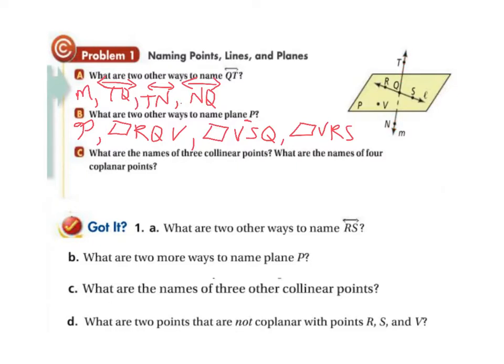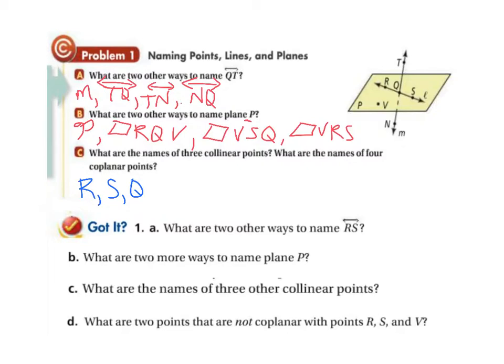So if I'm going to list out the names of 3 collinear points, I'm just going to pick one of those. Let's go ahead and pick RQS. Now I'm putting points, so put commas between these: R, S, and Q. These are all collinear points. And then I go to the 4 coplanar points.